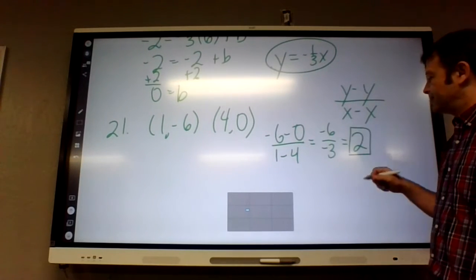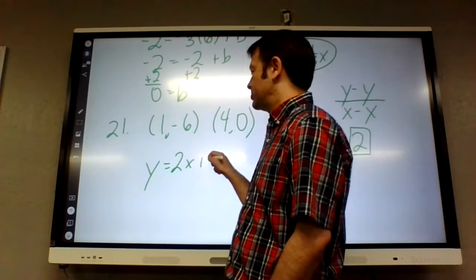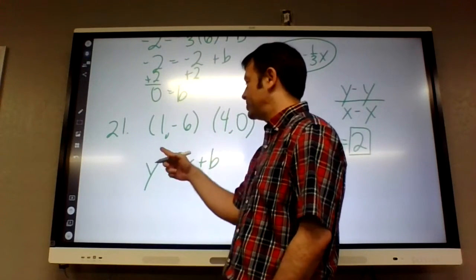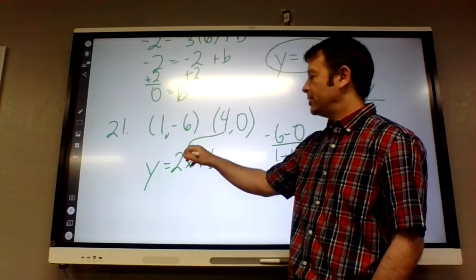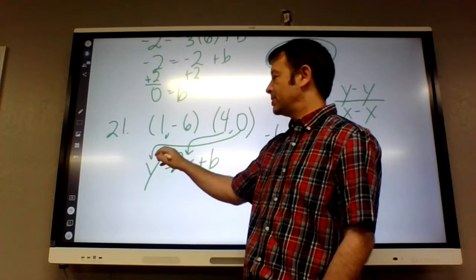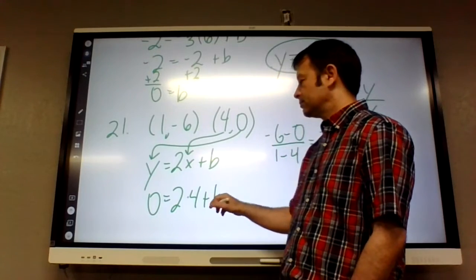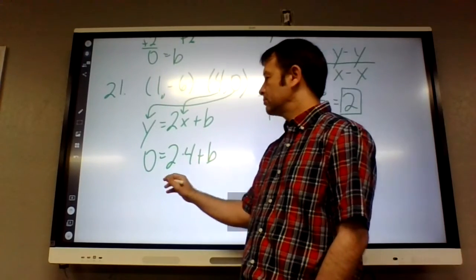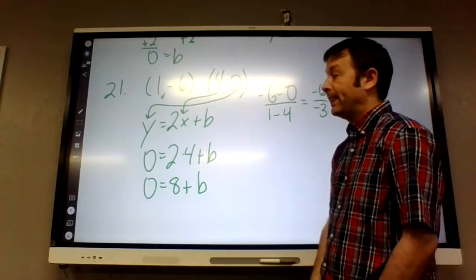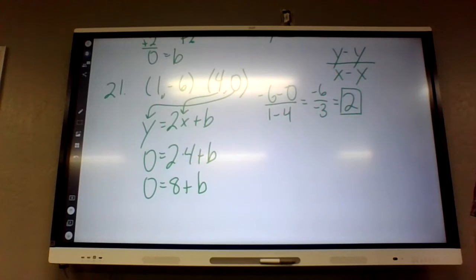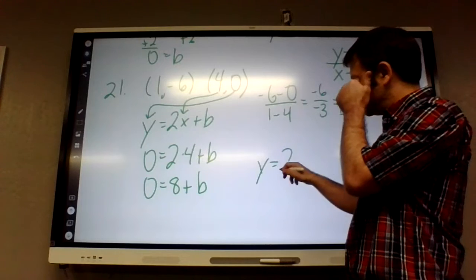What am I going to do now? y equals mx plus b. Slope in, put one of these points in. Which point do I use? You can use whatever one. Either one you want. I'm going to use (4, 0) because 0 is usually easy. So you subtract 8, you get b is -8. So y equals 2x minus 8.